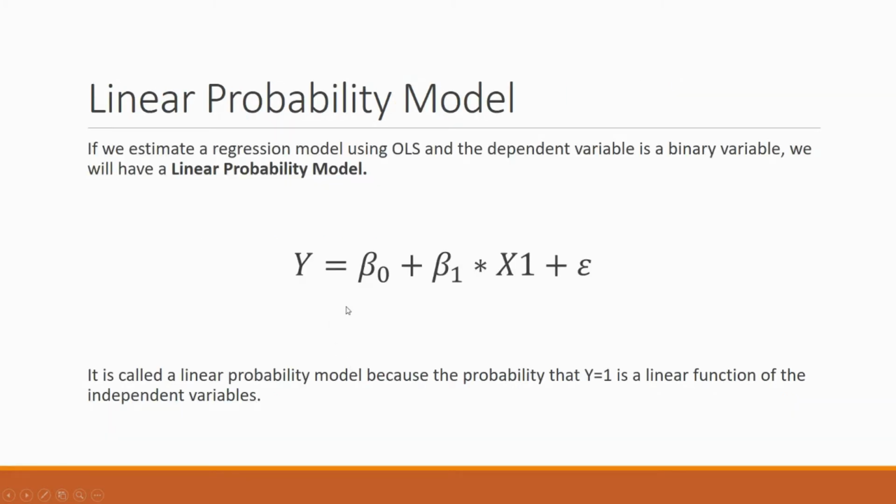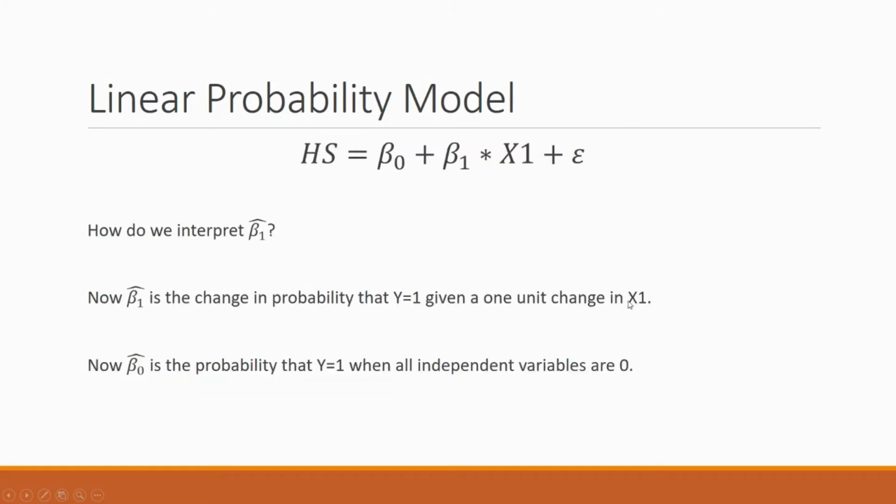All right, so this is a linear probability model. We're modeling the probability that the dependent variable will equal 1. So we're modeling the probability that an individual will have a high school degree as a linear function of the independent variables in our model. It's called a linear probability model because the probability that y equals 1 is a linear function of the independent variables.